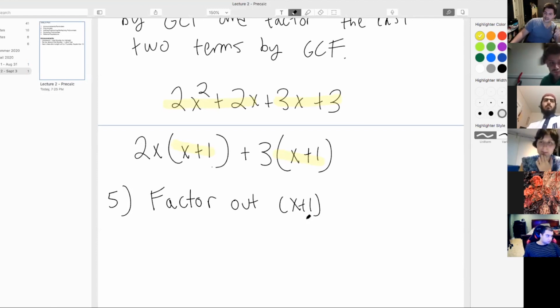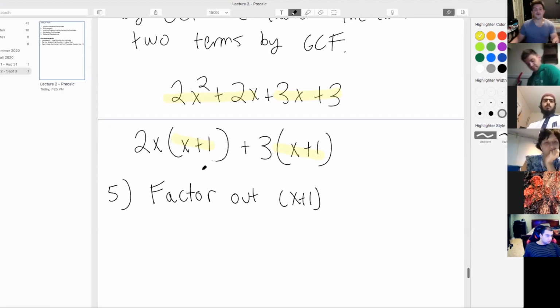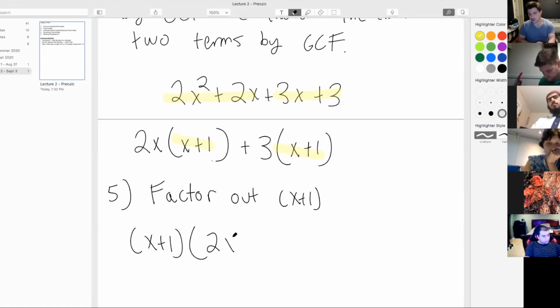Let me just get the final answer for this. The last step is just to factor out an x plus 1 from both terms. So we're actually doing factoring by GCF again. You're left with x plus 1, and what's left is 2x plus 3. How did I get 2x plus 3? I just took that and that.